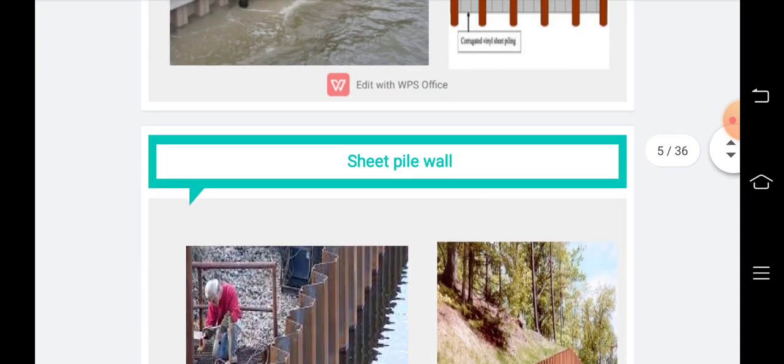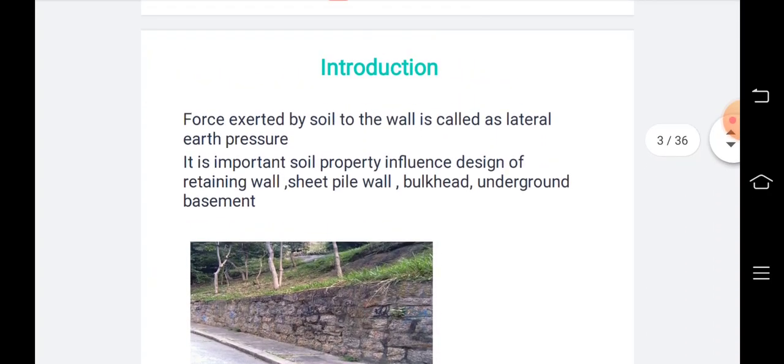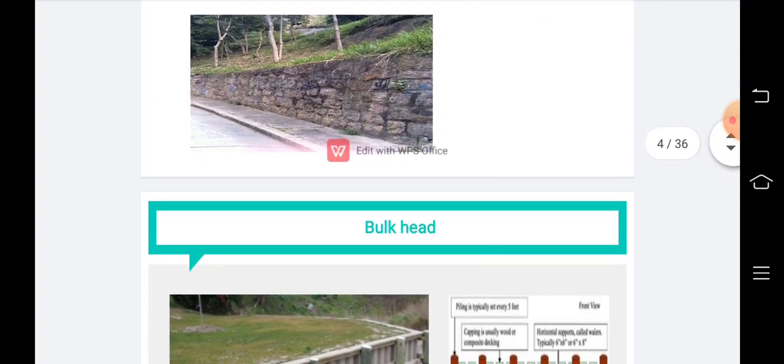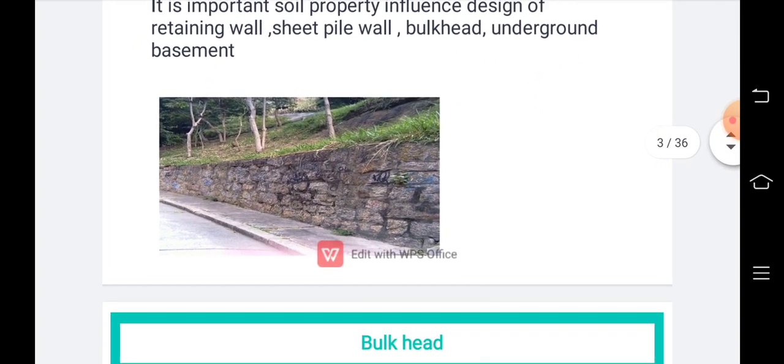So we know what is meant by the lateral pressure: the pressure exerted by soil to the wall, which is called lateral pressure. Okay, so it is one of the most important properties. From that we can design either a retaining wall, a sheet pile wall, a bulkhead, or an underground basement.